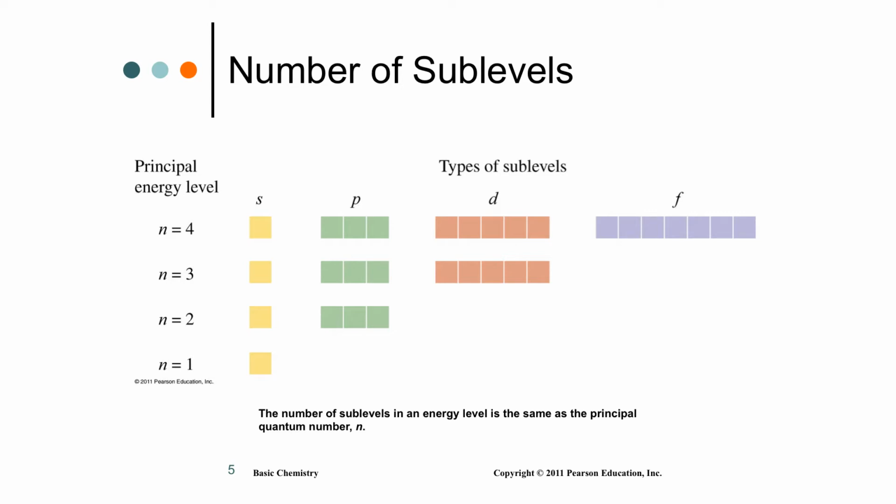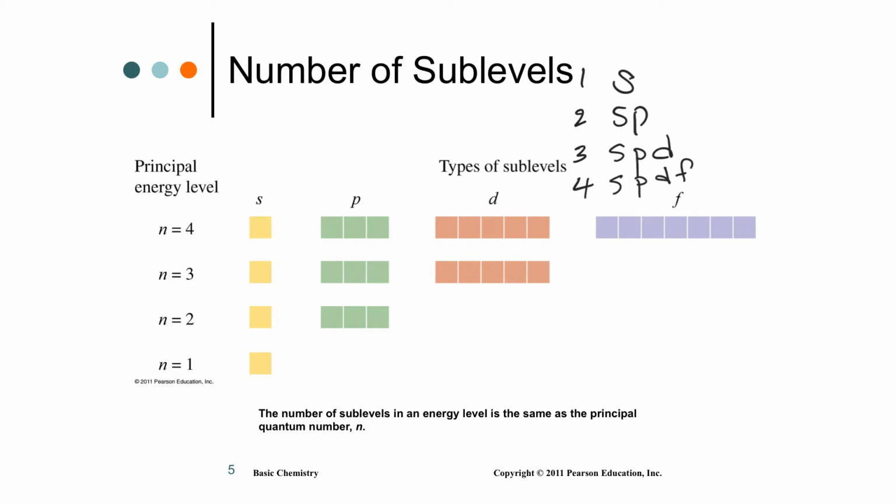But what you're going to see is if there is 1, it's an S. In the second one, you need 2, and the 2 will always be an S and a P. So in the first shell, you're going to have 1 subshell, and it's an S. In the second shell, you're going to have 2 subshells, an S and a P. In the third shell, you're going to have 3 subshells, an S, a P, and a D. And in the fourth shell, you're going to have 4 subshells: S, P, D, and F.